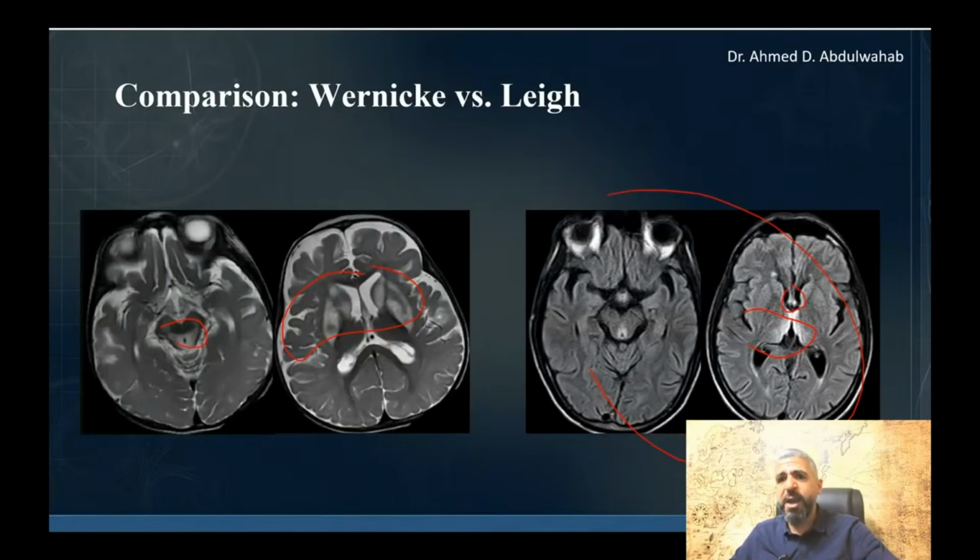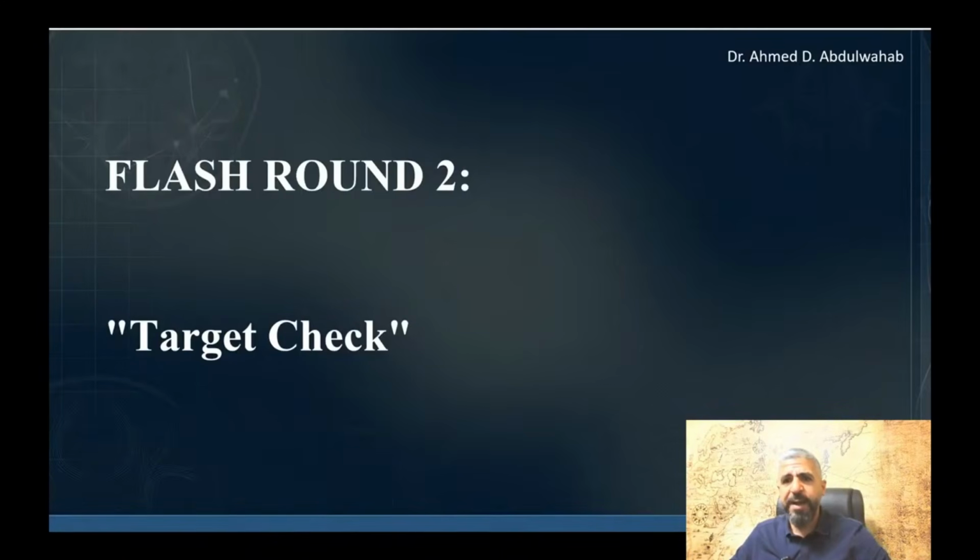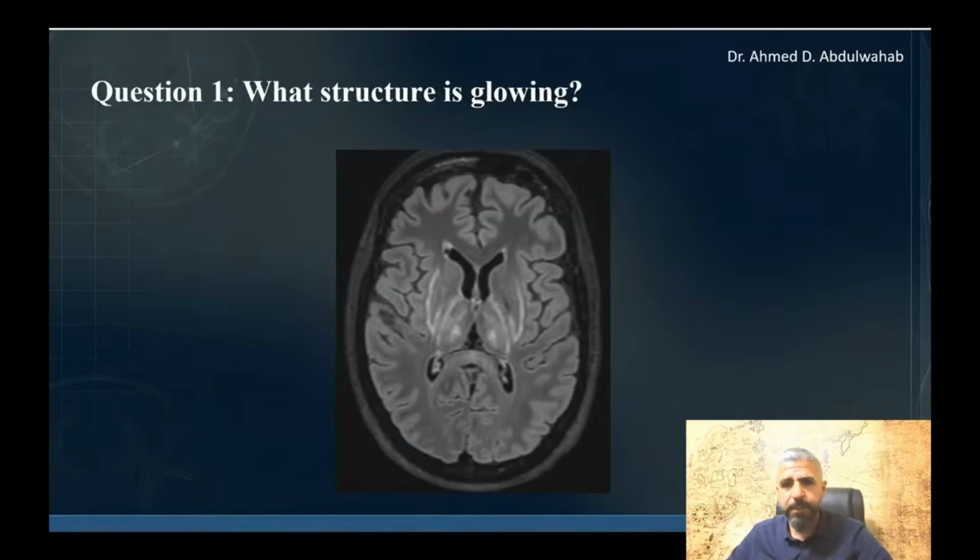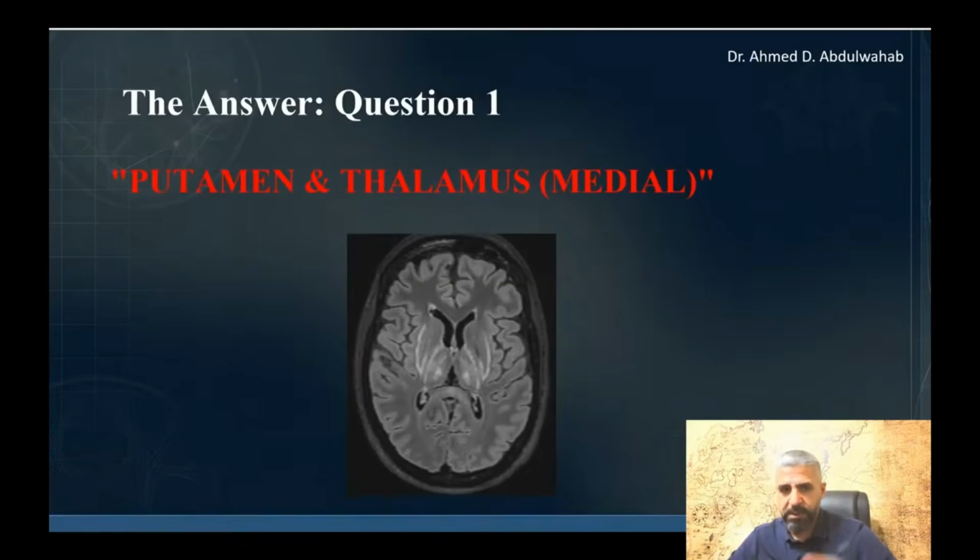Let's go to flash round number 2. It's called target check. So, first question, what target is glowing? Is it the thalamus, the basal ganglia, or the midbrain? Which part of the basal ganglia? Is it the putamen or the globus pallidus? Well, of course, here it's the putamen and the thalamus. It's not the globus pallidus. The globus pallidus looks good. The putamen is hyperintense, and the thalamus, the medial part of the thalamus to be specific. So putamen and medial thalamus are involved.